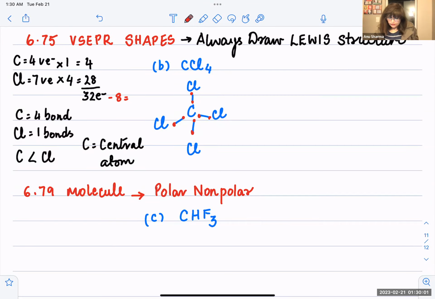How much? 32 minus 8, 24 electrons are left. So where are they going to go? On the outside atoms now. So 1, 2, 3, 4, 5, 6, and so on up to 24. These go on the outside. So all 24 electrons have been used up.